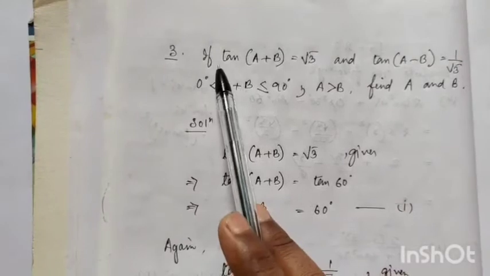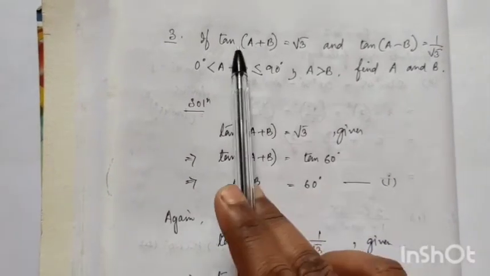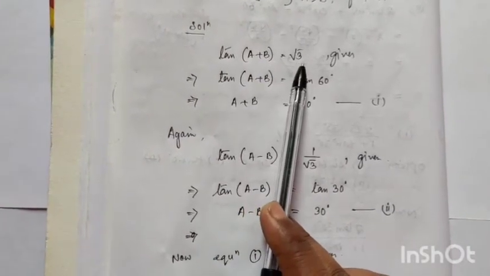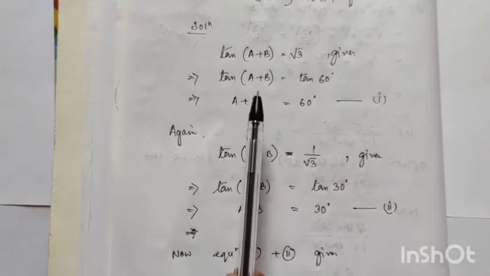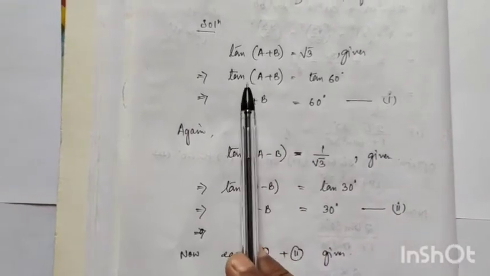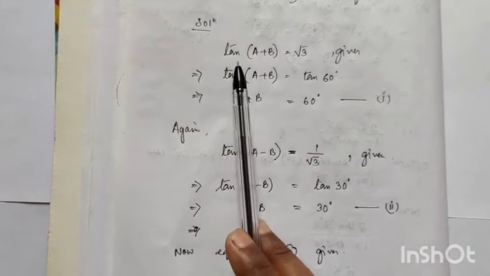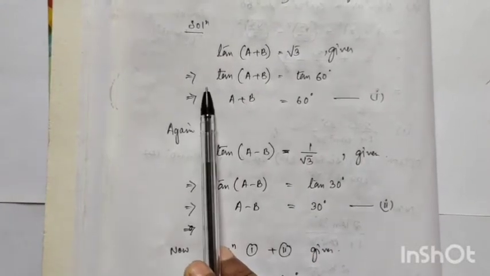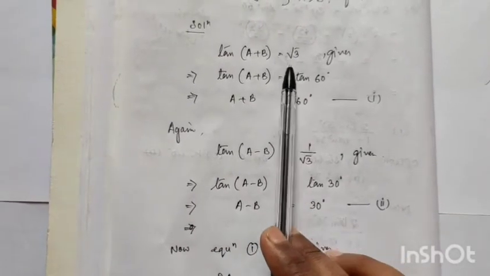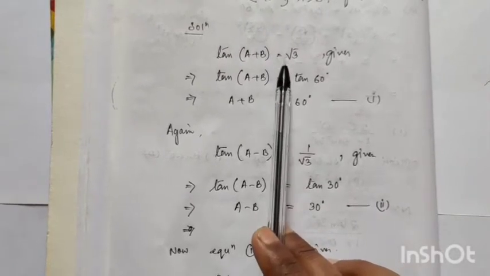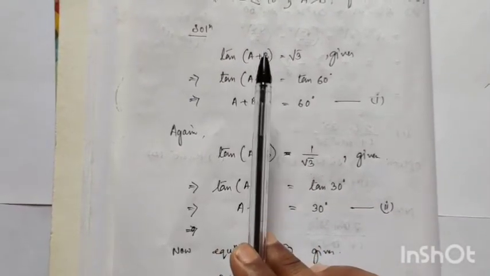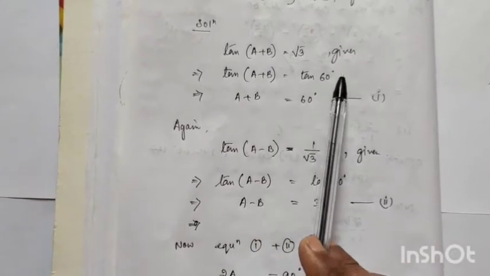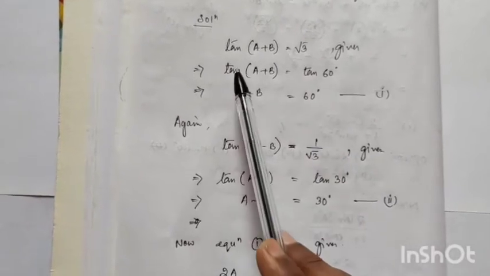See, these are first trigonometric equations given here, that is tan(a plus b) is equal to root 3. Now to solve this type of question, what you have to do is make both LHS and RHS have the same trigonometric ratio so that they can cancel each other. So now we'll see in the trigonometric table for what angle the value of tan is root 3. If you see the table, it is tan 60 degree. Now from both sides tan is cancelled.